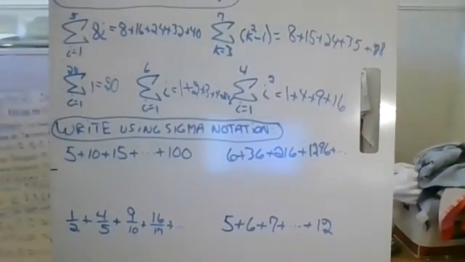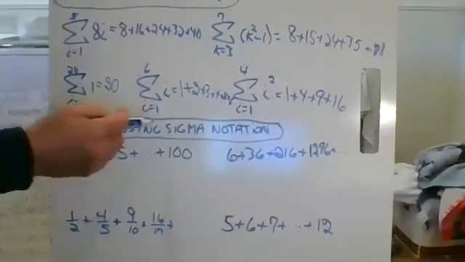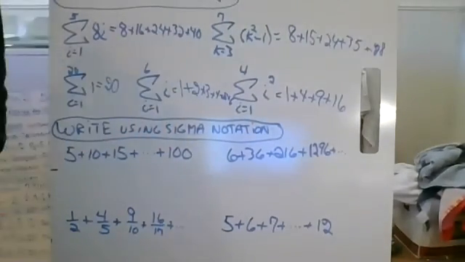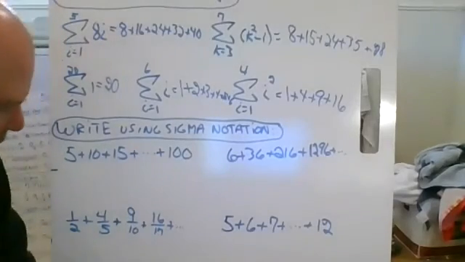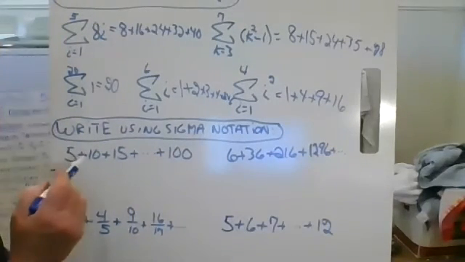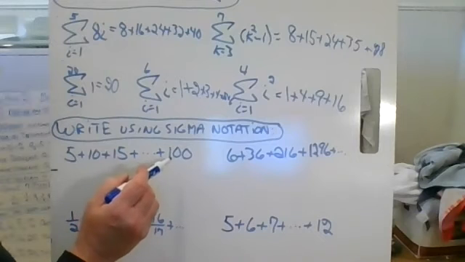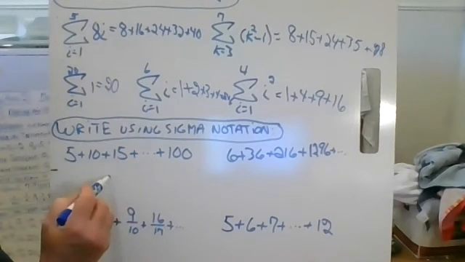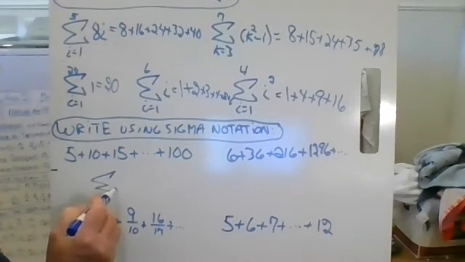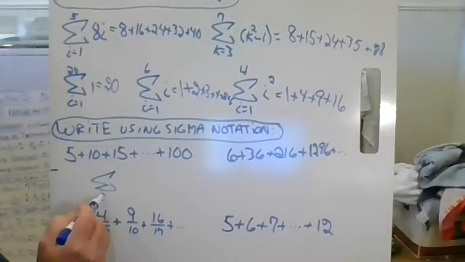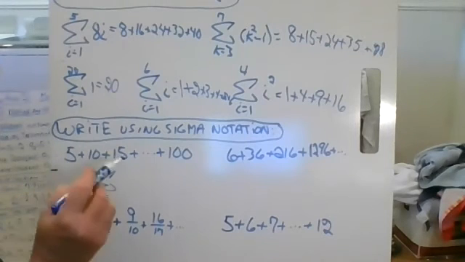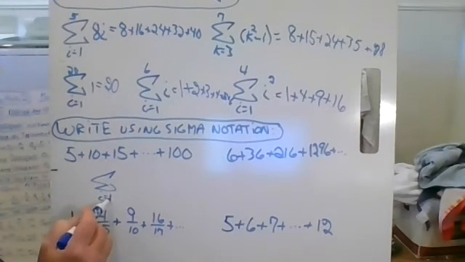Can we see them now? Yes. Okay, write using sigma notation: 5 plus 10 plus 15 plus dot dot dot plus 100. So that's going to be sigma, i equals... now when we do these, we're always going to start with the 1.